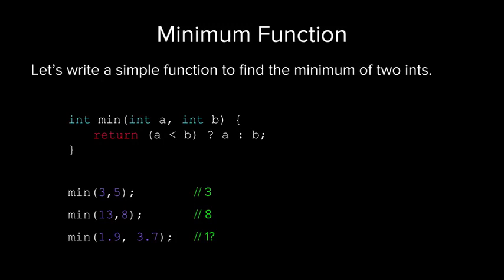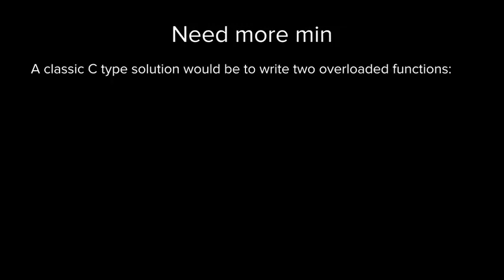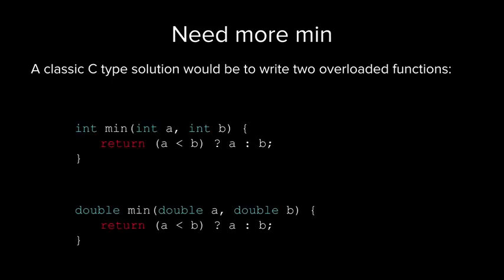Right? So this is kind of an issue, and you decide, okay, well, I also want to find the minimum of doubles, so what do I do? Well, maybe I'll go and write another function that takes two doubles instead. So in a C world, what you would do is you'd have two functions with the same name but different argument types. And then depending on what arguments you pass it, it'll decide which one to call. Right? So if I call min with two doubles, it'll call the second one. If I pass min with two ints, it'll call the first one.